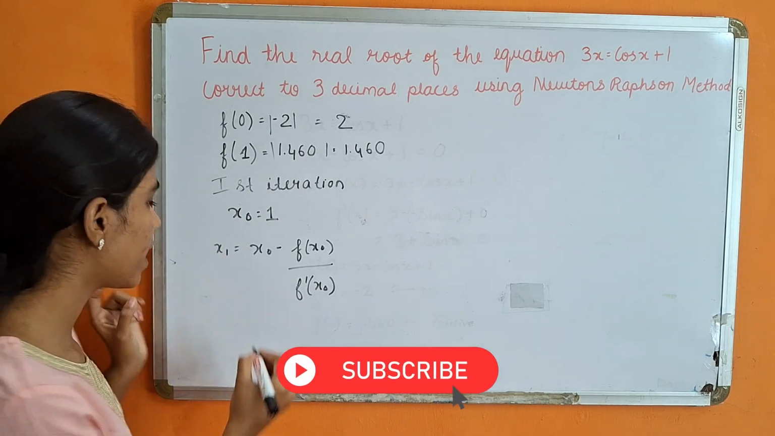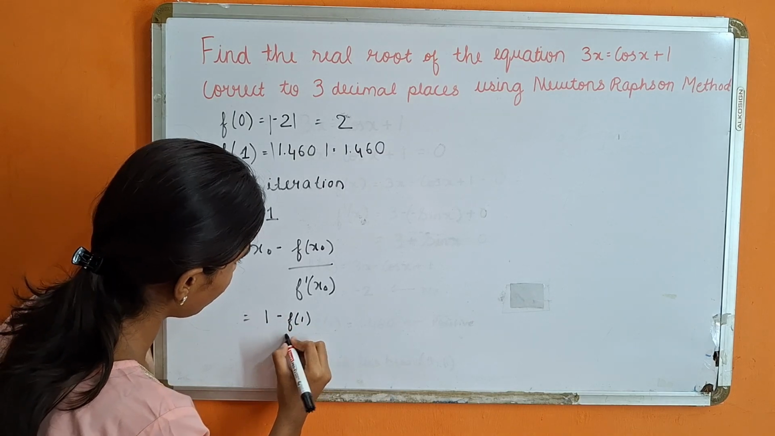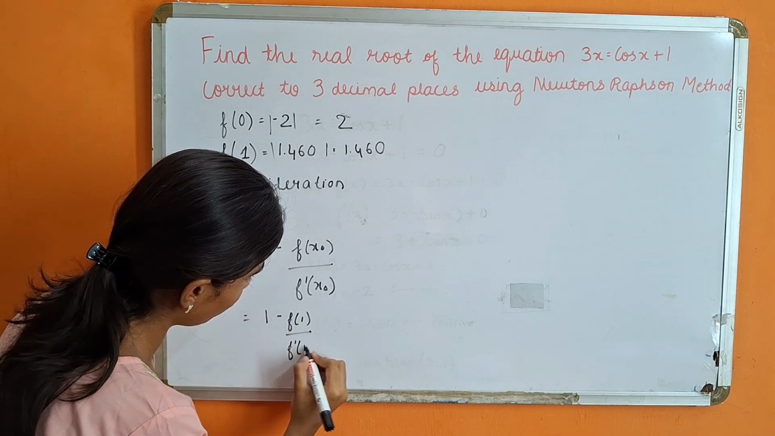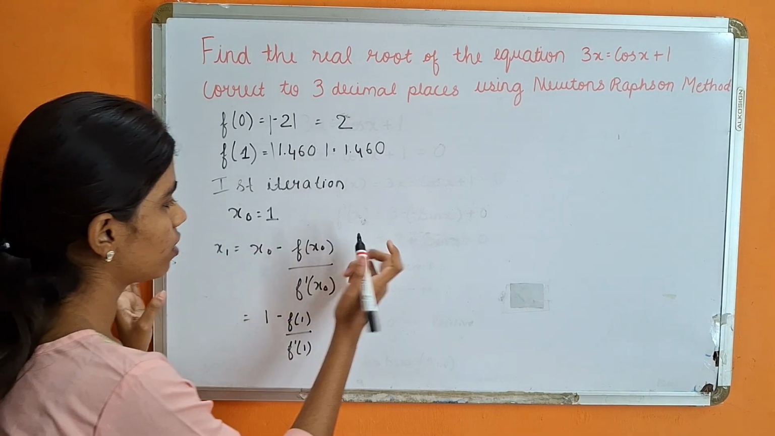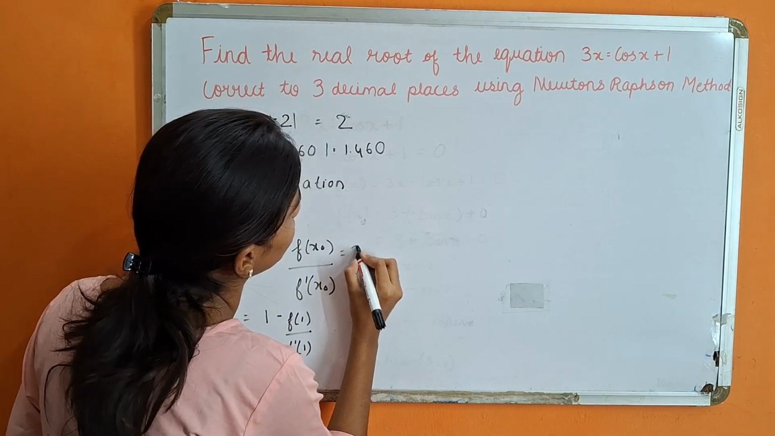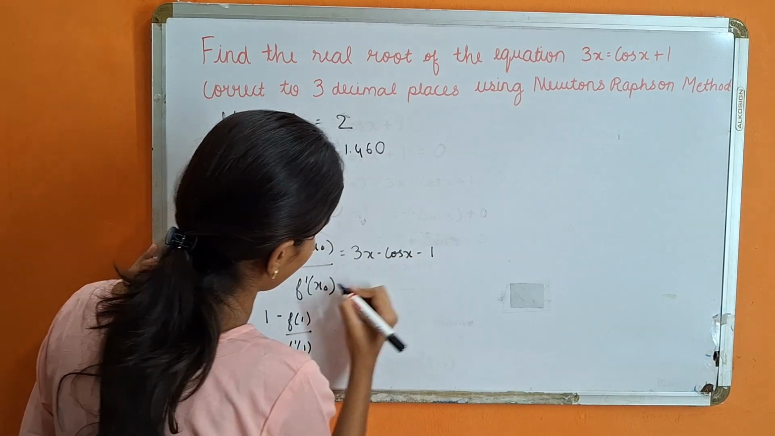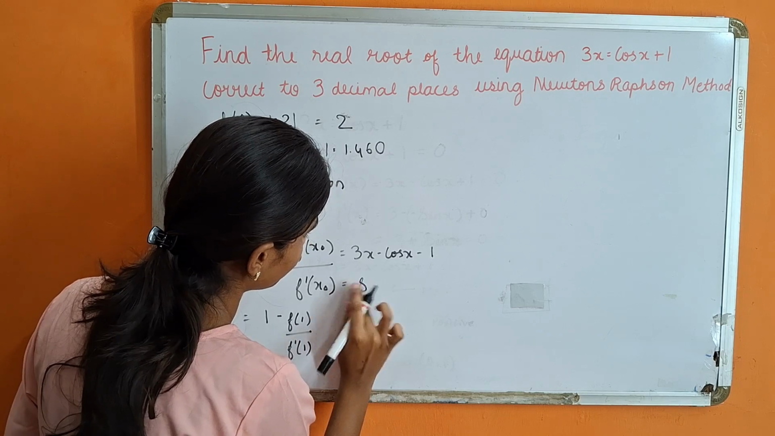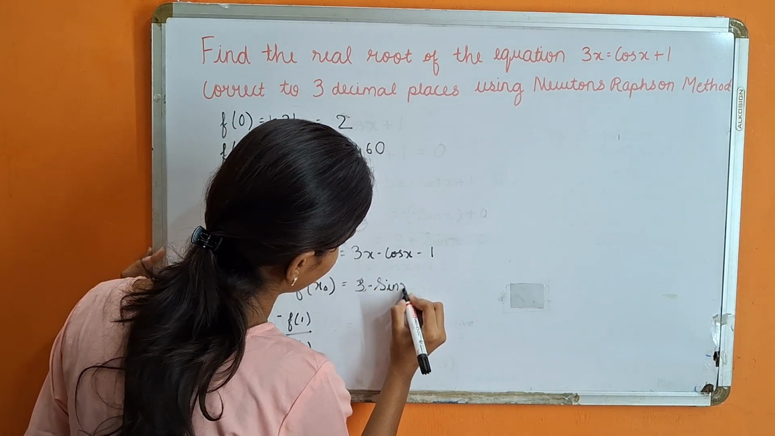Now what is your x0 value? Your x0 value is 1 minus f of 1 divided by f dash of 1. So what is your f of x0? See, this is 3x minus cos x minus 1, and f dash is 3 minus sin x.